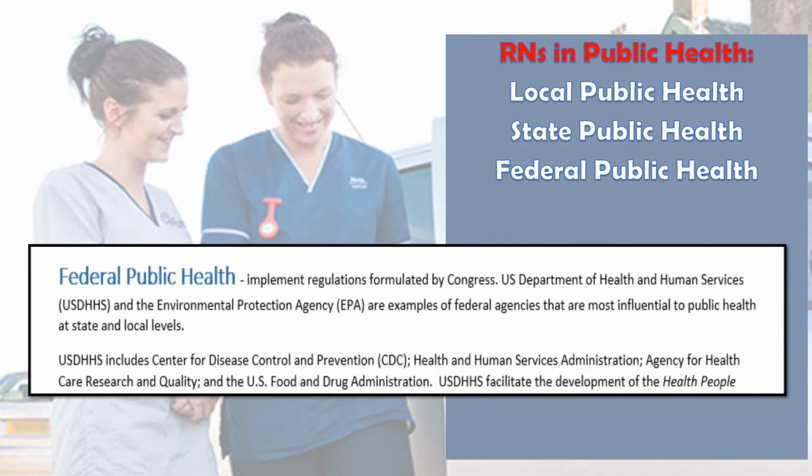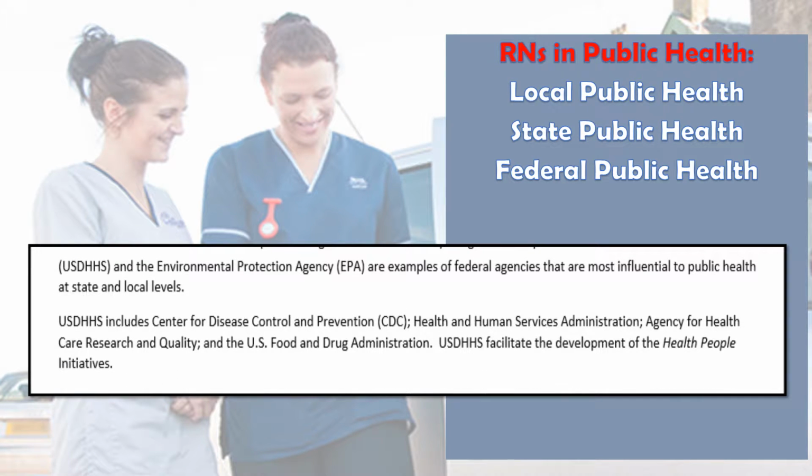Let's talk about the federal public health level. That's a powerhouse. That's where it's all coming down. Remember, it's trickling down. They implement the regulations that are formulated by the Congress. The U.S. Department of Health and Human Services and the Environmental Protection Agency are examples of federal agencies that are the most influential for public health at state and local levels. It's important for the RN to understand where it comes from. So it trickles down from the DHHS and the EPA, and it affects us.